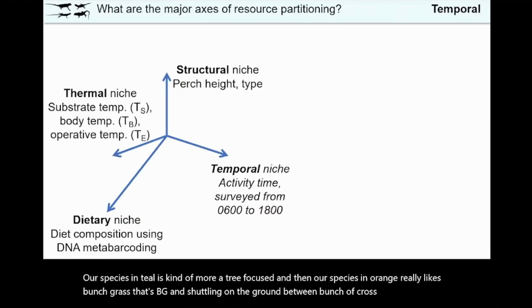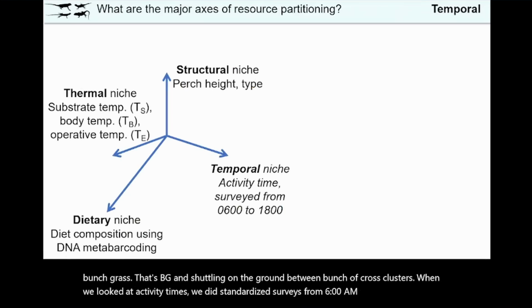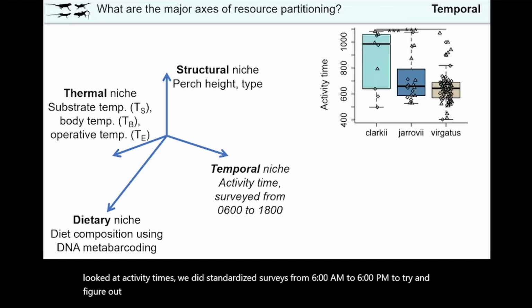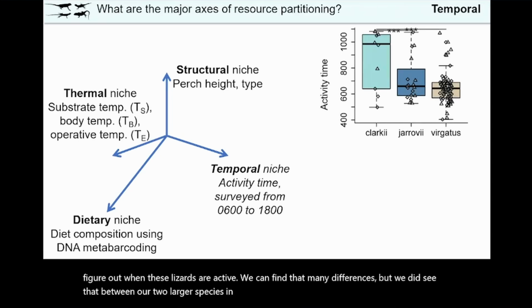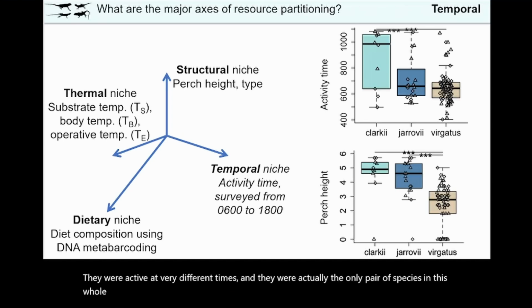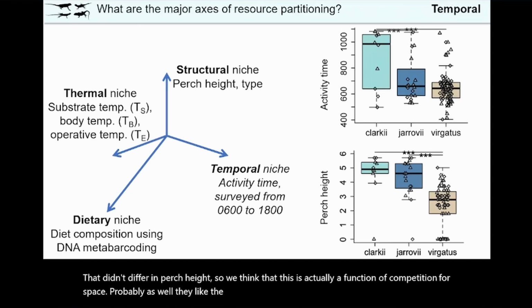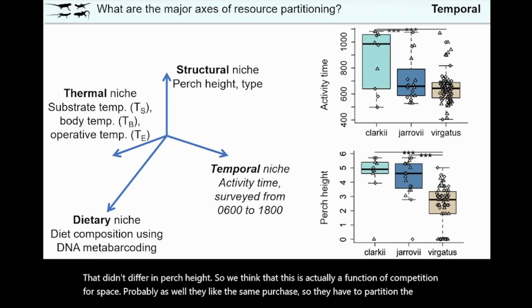When we looked at activity time, we did standardized surveys from 6 a.m. to 6 p.m. to try and figure out when these lizards are active. We didn't find that many differences, but between our 2 larger species in blue, they were active at very different times. And they were actually the only pair of species in this whole system that didn't differ in perch height. So we think this is a function of competition for space as well. They like the same perches, so they have to partition the time that they use them.